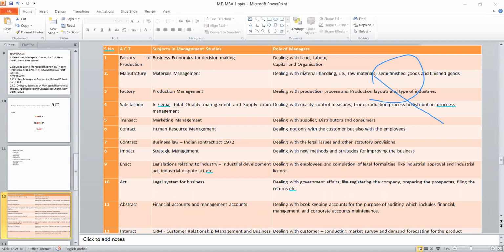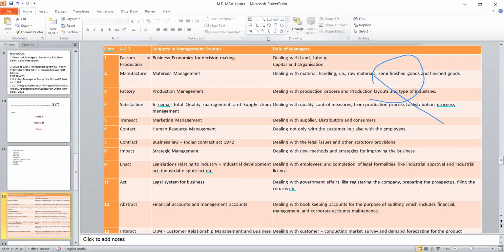Once you study the material management, the next best subject is production management. In this production management, you used to study about the production process, production layouts, and different types of industries and production function. Once you complete that, then you have to work up to the satisfaction of the customer, like Six Sigma, total quality management, supply chain management. These subjects deal with the quality control measures and the production process to distribution process.